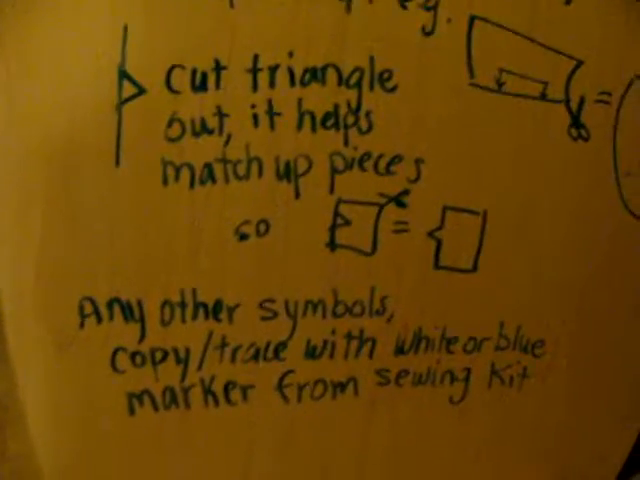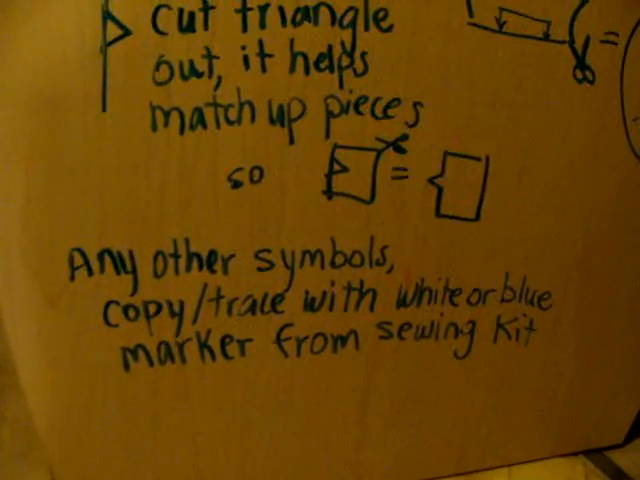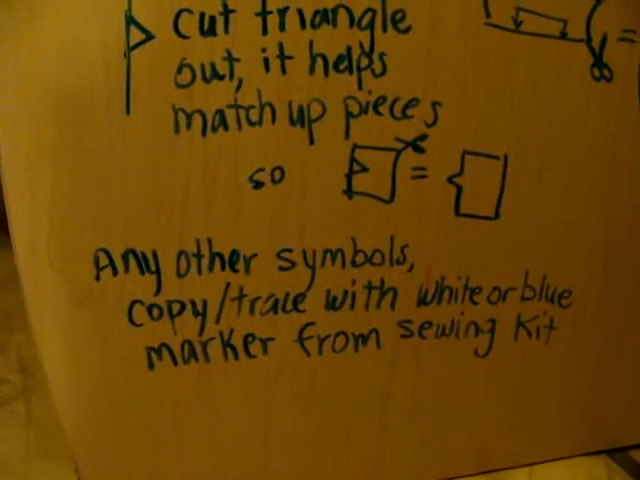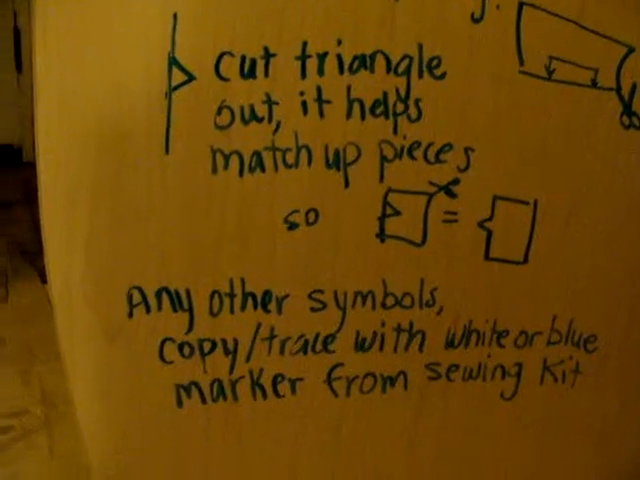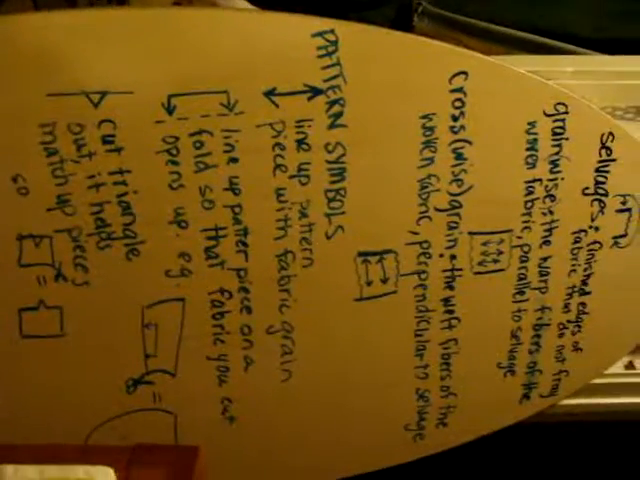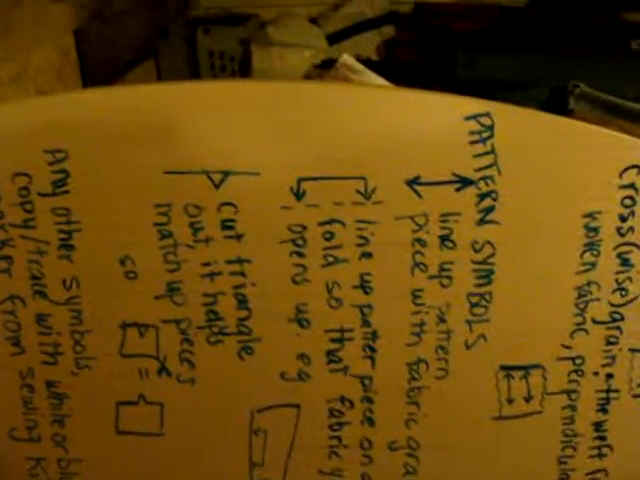Any other symbols you see, like circles or squares, you will usually have to mark, because sometimes they help with placing pockets or things like that. So that's a quick overview of all the symbols and the different kinds of fibers that make the fabric. I'm going to post another video that shows me cutting it out after I have cut these out. Okay.